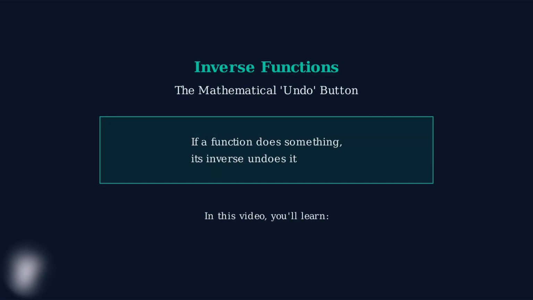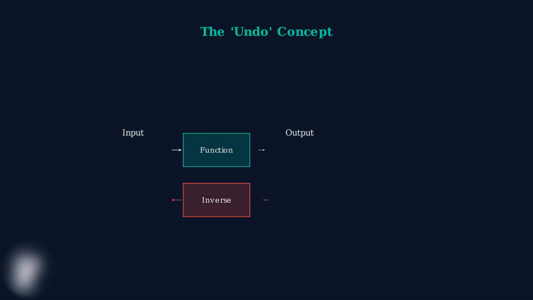An inverse function is like a mathematical undo button. It reverses whatever operation the original function performed. Today, we'll explore what inverse functions really are, how to work with them, and why they're incredibly useful in mathematics and real-world applications. Think of inverse functions like putting on and taking off your shoes. If putting on shoes is our function, then taking them off is the inverse function. The function transforms bare feet into feet with shoes, and the inverse transforms feet with shoes back to bare feet.